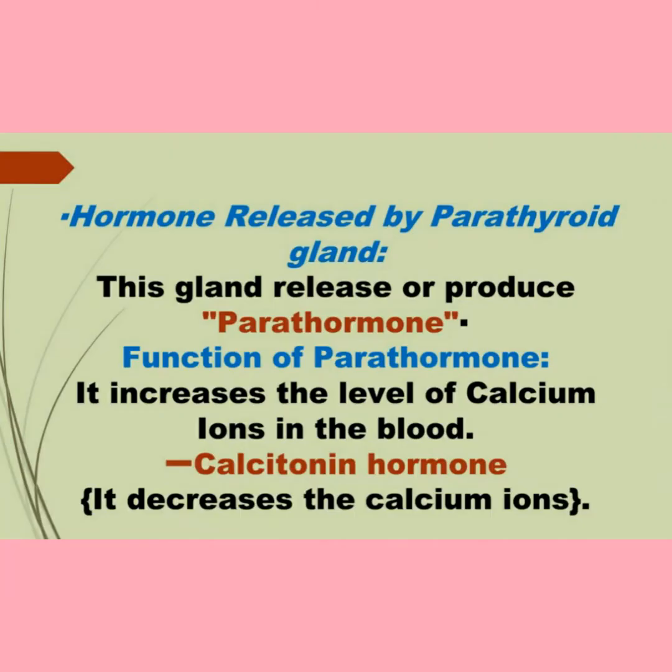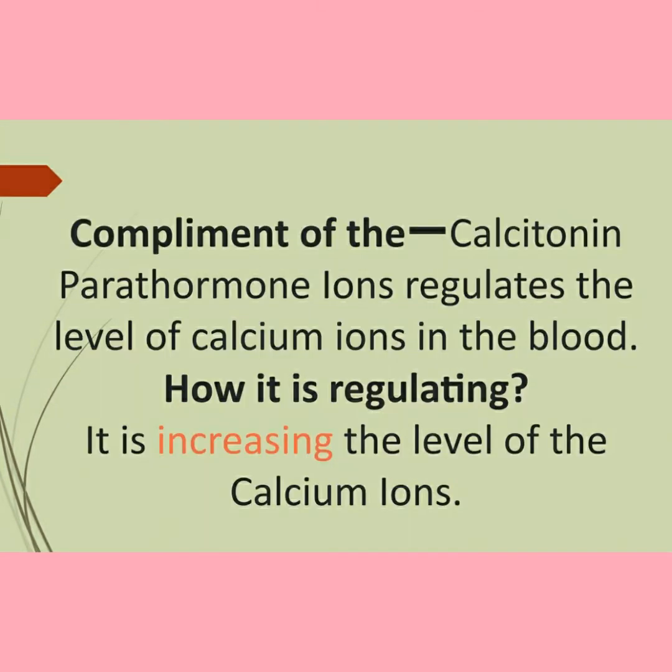Now we have to see which hormone is released by this gland. This gland produces a hormone that is known as parathormone. And what is the function of parathormone? Parathormone increases the level of calcium ions in the blood. As we have already studied the calcitonin hormone that decreases the level of calcium ions, so parathormone is the complement of calcitonin in regulating the level of calcium ions in the blood. How is it regulating? It is increasing the level of calcium ions.